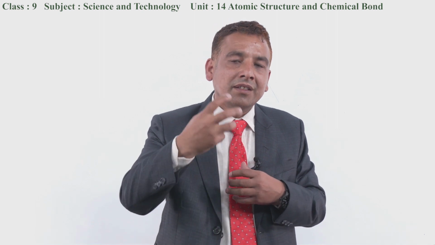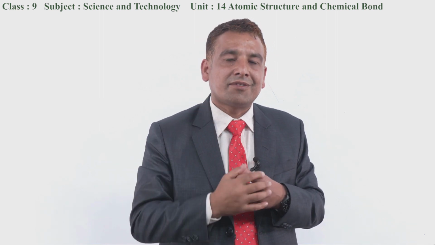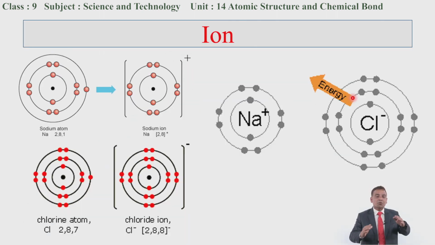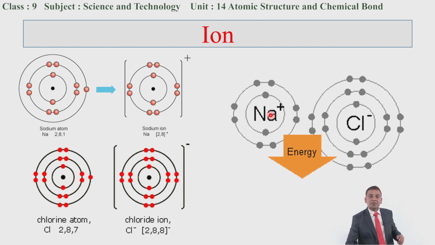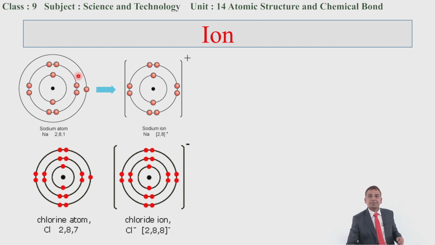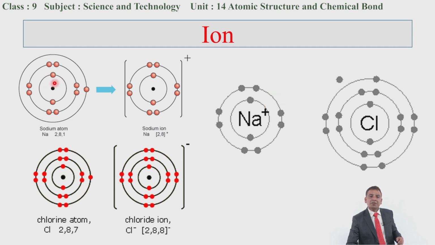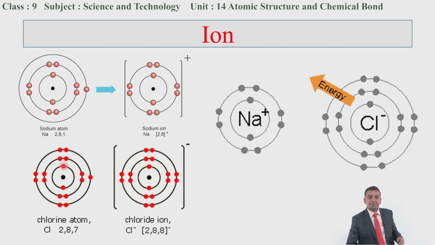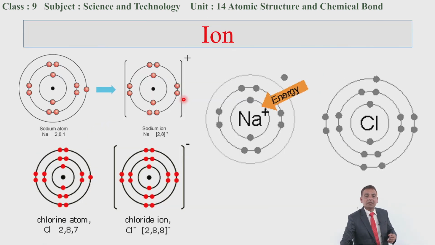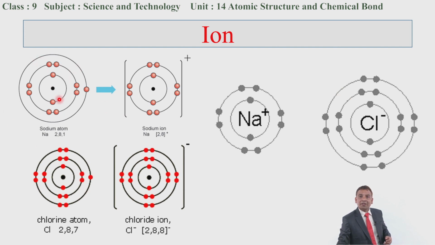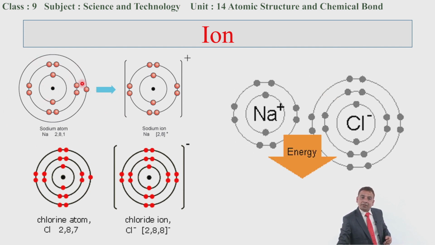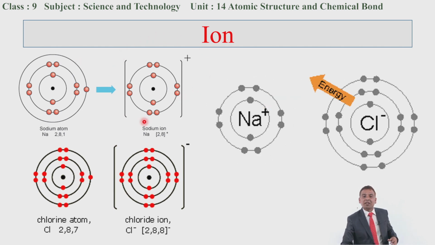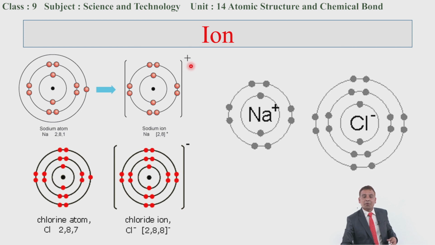in the uncombined or unreacted state. You can see the structure here, and what is happening in the figure. I'm just taking 2 atoms: this is the atom of sodium metal and this is the atom of chlorine. You can see in this structure, sodium metal has 1 electron in the valence shell, and the electron of the valence shell is being lost here.